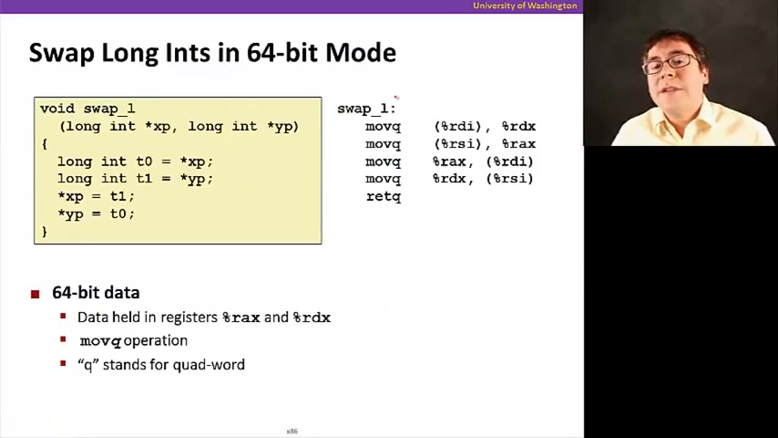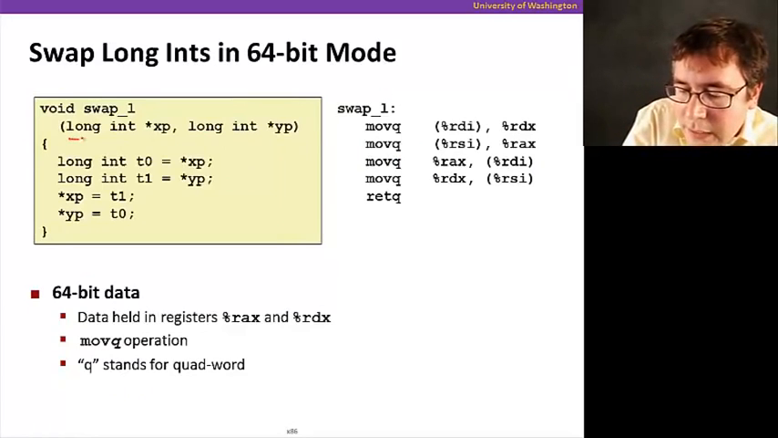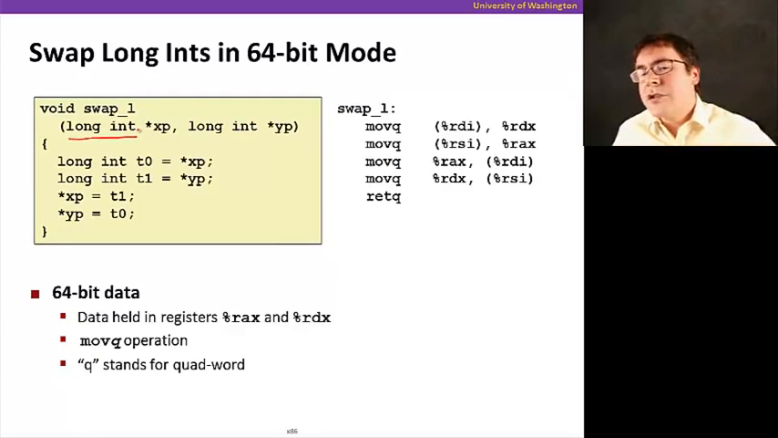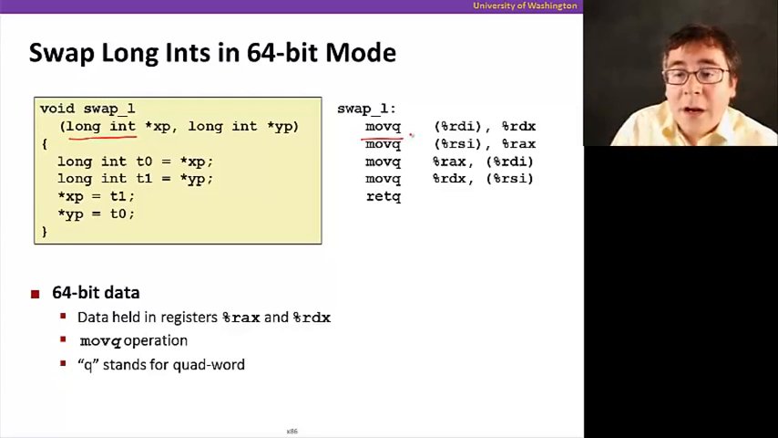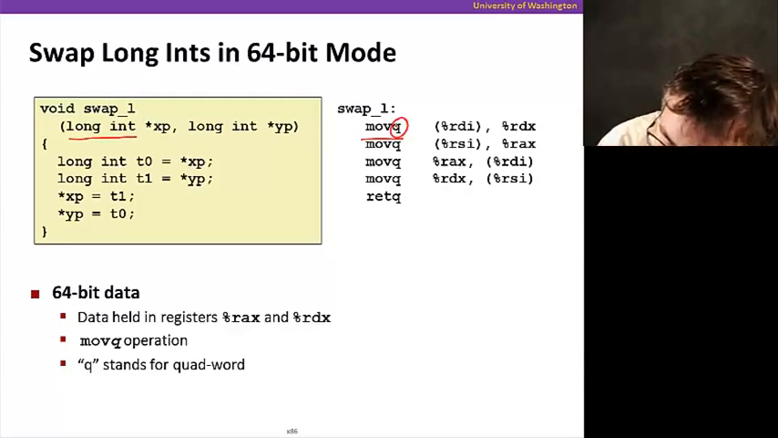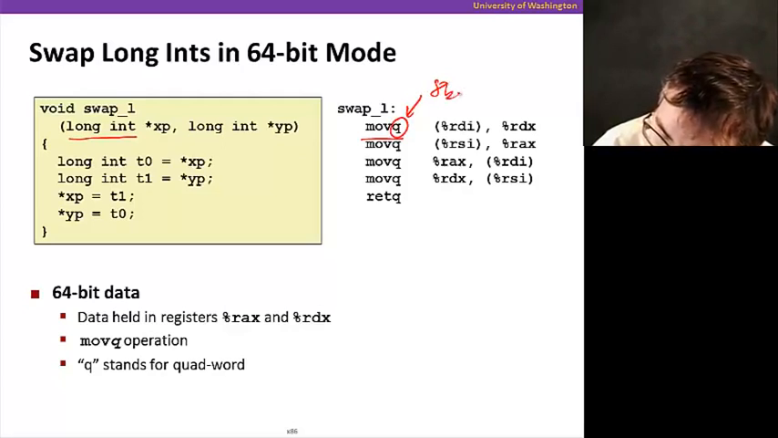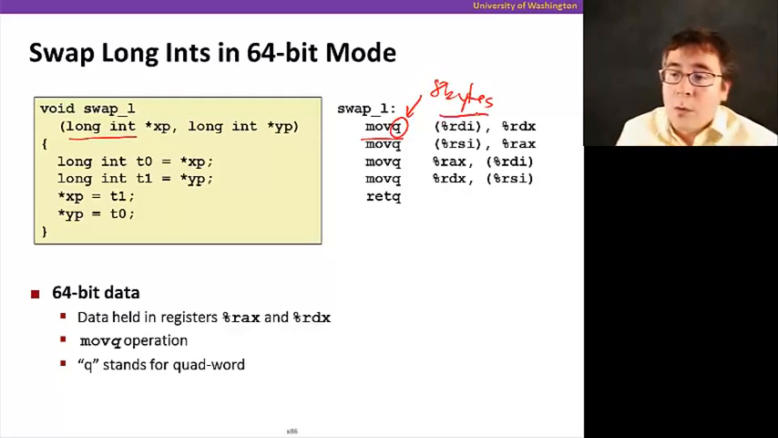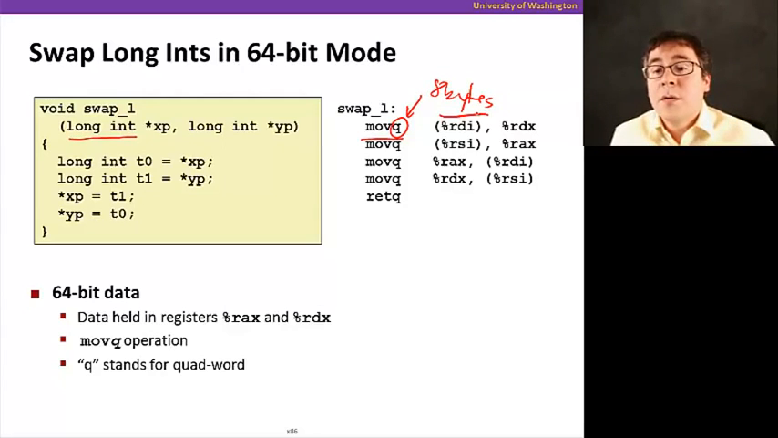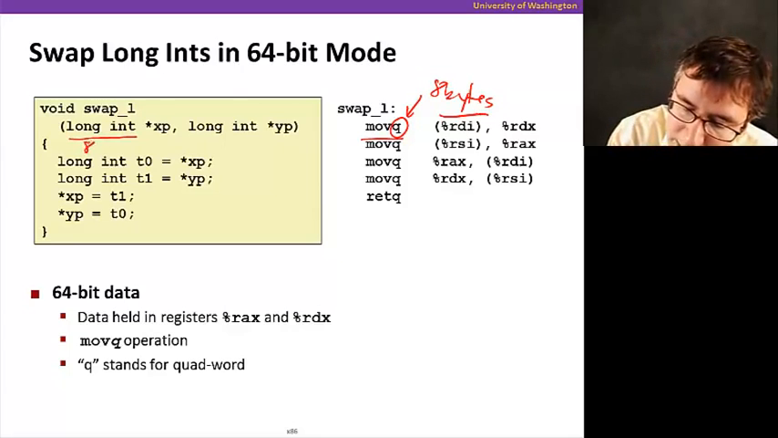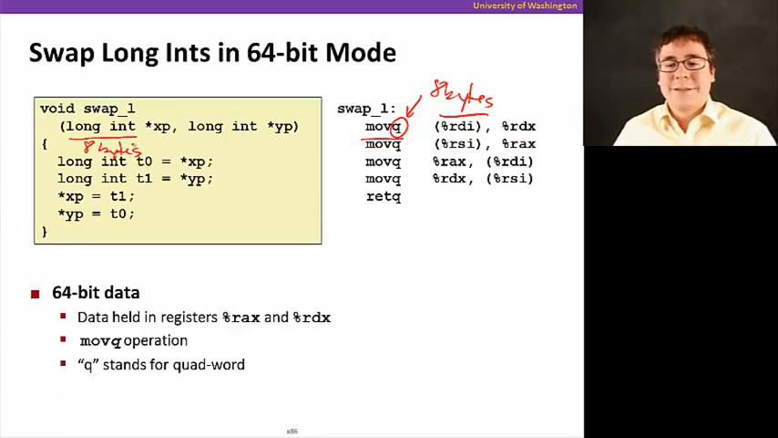Now, suppose that we had long ints. If we're saying long ints here, we're saying that the unit of data is 8 bytes. If the unit of data is 8 bytes, now the move operation itself has to be 8 bytes long. Remember that Q refers to 8 byte words. Since the long int is 8 bytes as well, we have to use movq instructions.